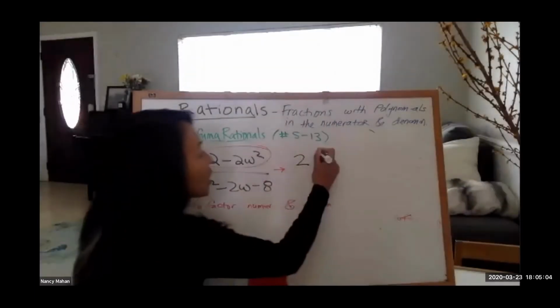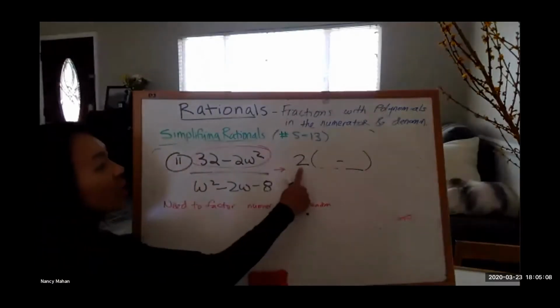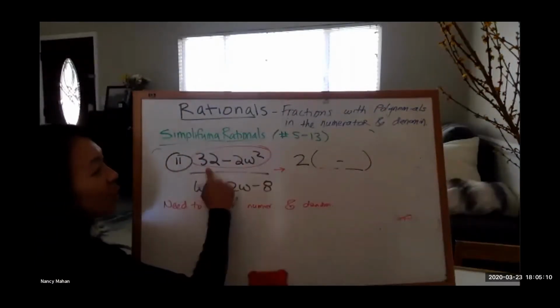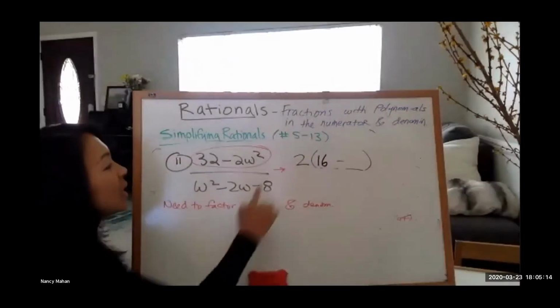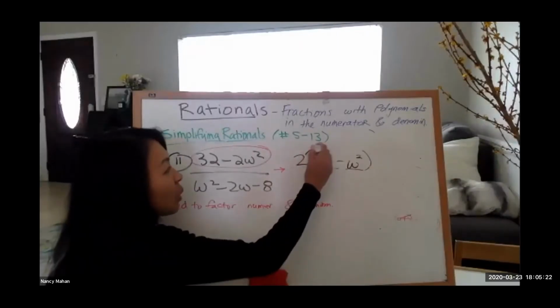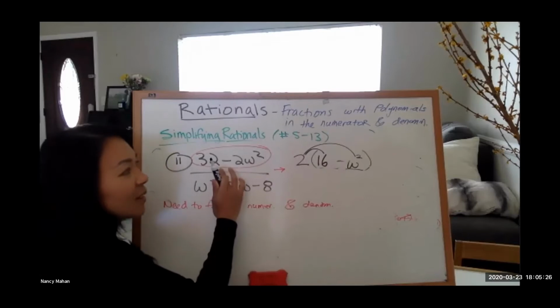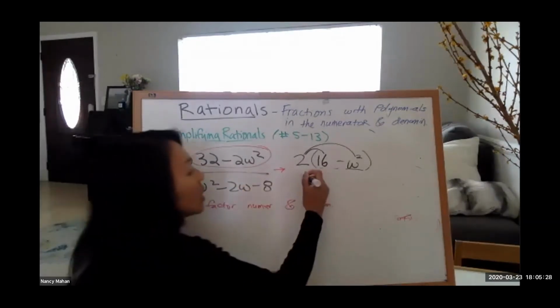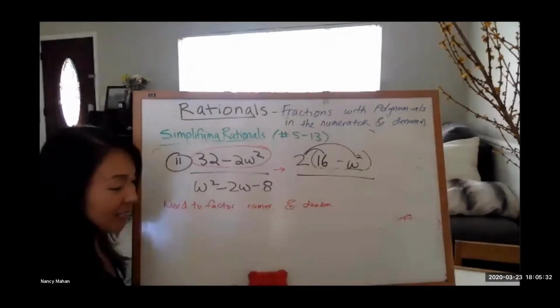So I'm going to pull out the GCF, and inside, 2 times 16 will give me 32, right? And then 2 times what will give me negative 2w squared? A negative w squared. And I always double check. What I do is I multiply through here to make sure that I get the original. Now the denominator, I have w squared minus 2w minus 8.